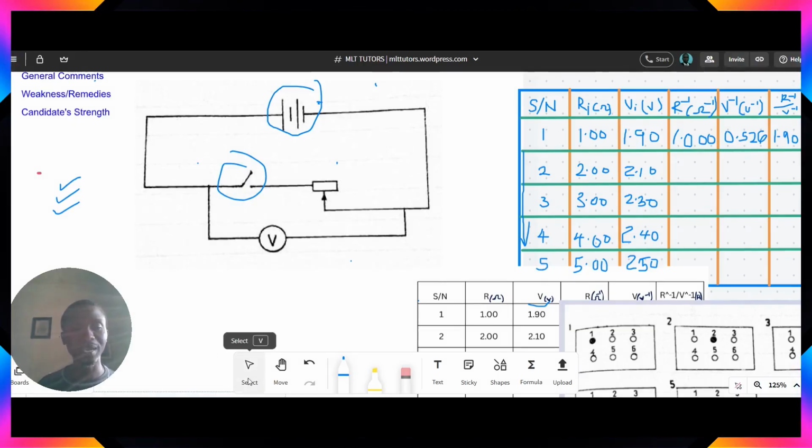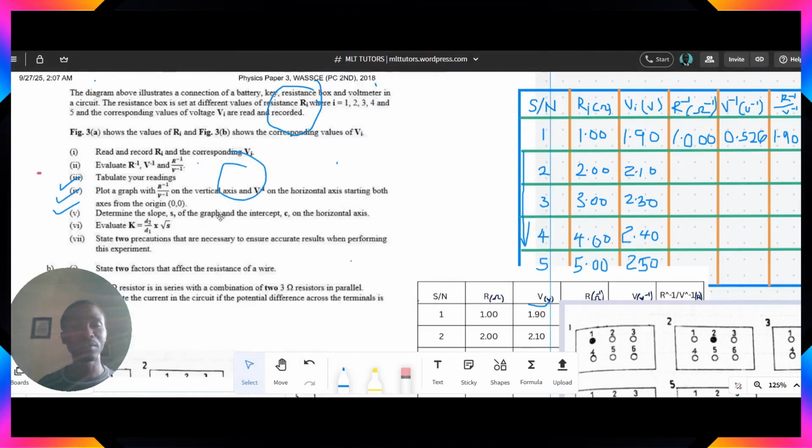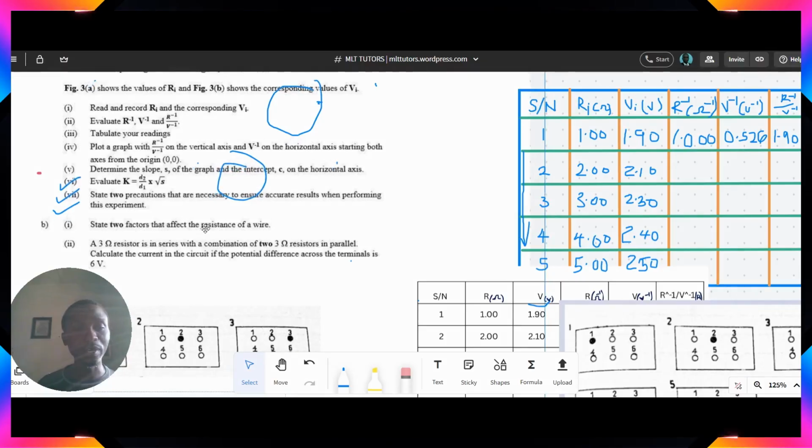Okay, so that's that about the precautions. Then what's the final aspect that we have in the question? State two factors that can affect the resistance of the wire. The area of the wire can affect the resistance of the wire. Then the length of the wire can affect it, and also temperature can affect it.